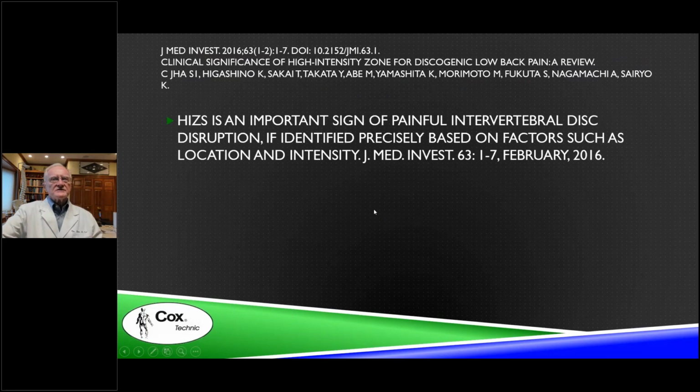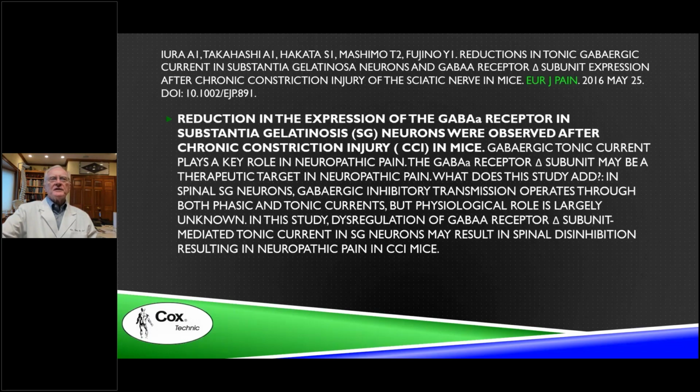High intensity zones, not designed to do that today, but when you and I see hyperintensity within the annular fibers of the peripheral disc, posterior and posterolaterally, those are chemical inflammatory signs. Those are what create back pain and ultimately disability.